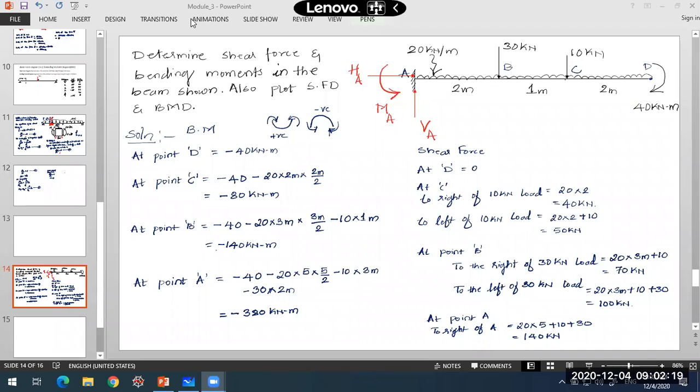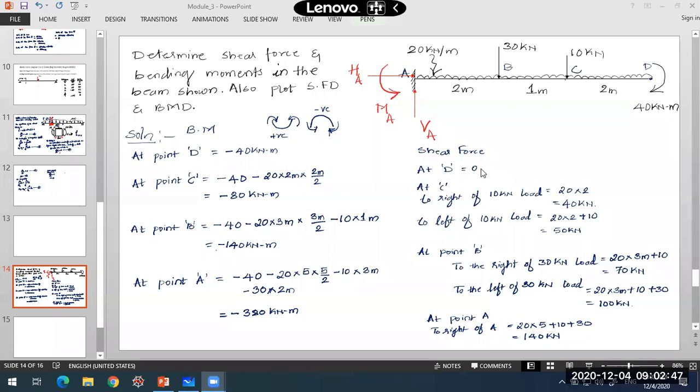We are in the third module here, and we had solved some problems related to shear force and bending moment. Now we'll look into the plotting of shear force and bending moment. This was one problem which we have solved over here, a cantilever beam, and we have obtained the values of shear force as well as bending moment.